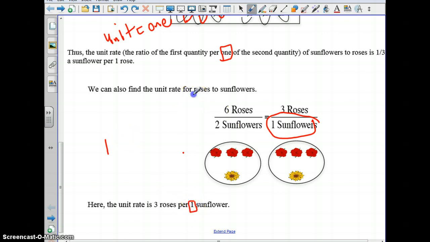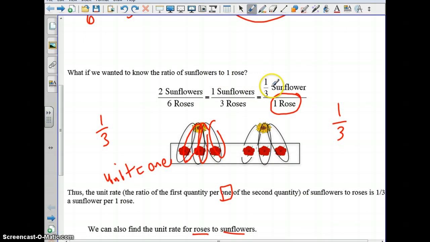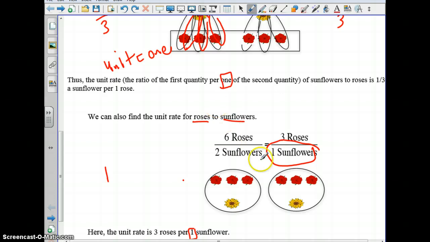And you could do it either way. You could do roses to sunflowers, which would be 3 roses for every 1 sunflower. Or you could, just like here, do sunflowers to roses: 1/3 sunflower per every 1 rose. What makes it a unit rate, regardless of how you set it up, is if there's a 1 as the denominator of this fraction. That's what makes it a unit rate.